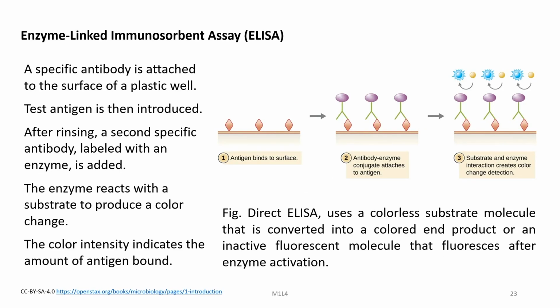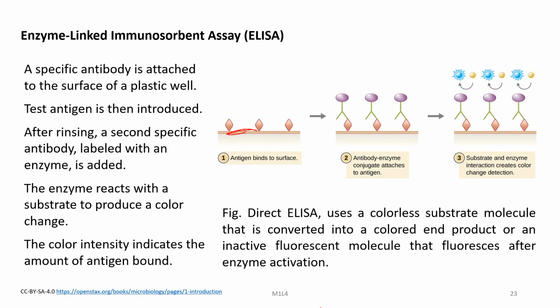Next is the enzyme linked immunosorbent assay. So, you can see here in the first step, we bind the antigens to the surface of polystyrene wells. So, a specific antibody is attached to the surface of the plastic well. That is also another mode. We can either bind the antigen or we can bind the antibody. If the antibody is bound first to the well, we will introduce a test antigen, and if we bind antigens to the well, we will introduce antibodies or the sera.